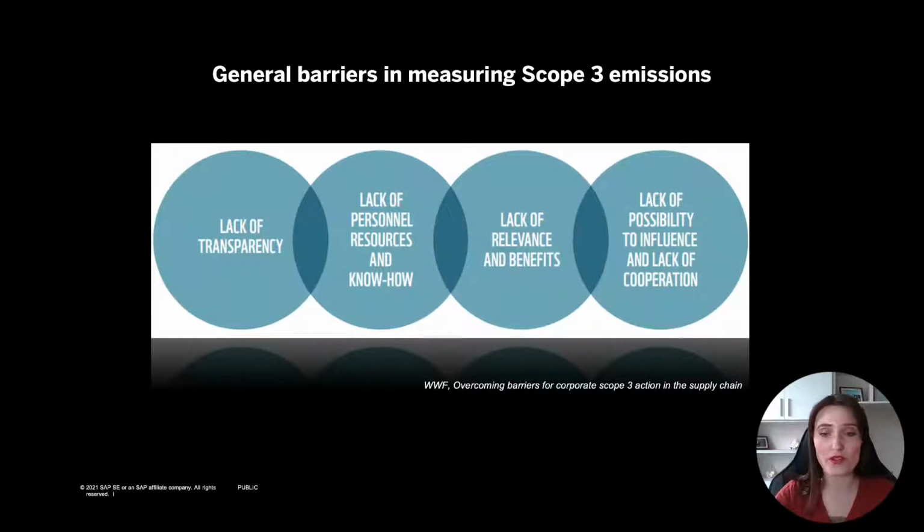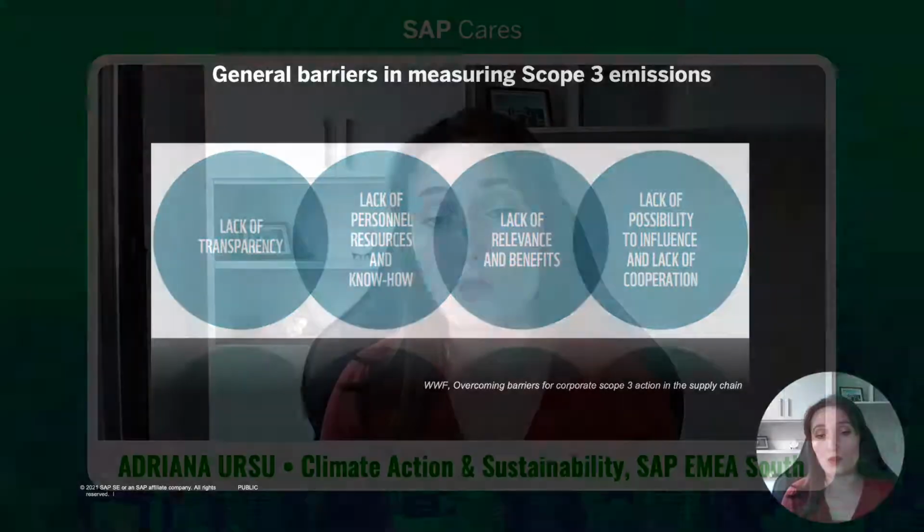So moving to the next slide, there are some barriers, as you might imagine. Since this is not in the control of a company, it needs to collaborate with all the value chain, and this comes with challenges. There is a lack of transparency, because most of the time providers don't want to share that, or they just don't have it. And not only that, sometimes it's difficult for them to provide it. There is a lack of resources and also a lot of know-how around that, because it needs a lot of knowledge in order to calculate it and to gather the data, and a lot of stakeholders are involved. And there is also a lack of relevance and benefits, because if you cannot involve all your stakeholders and you cannot measure it, you also cannot understand the impact of the things that you are doing to reduce it. And again, it's sometimes difficult to influence the way that your partners are working and to cooperate with you.